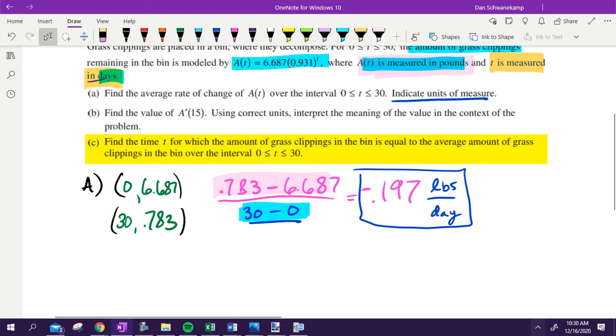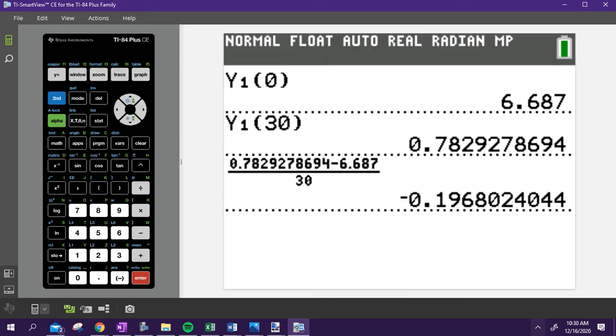Part B says find the value of A prime of 15. Oh, that's easy. It's a calculator question, so I am not doing that by hand. I'm going to use my calculator. How am I going to find A prime of 15?